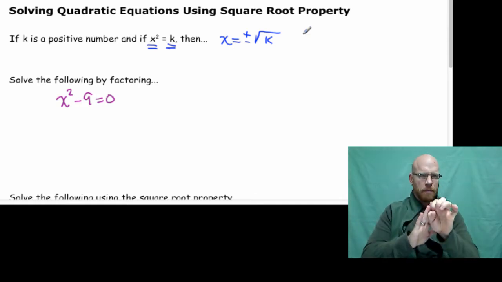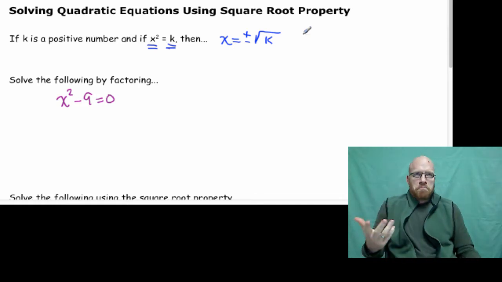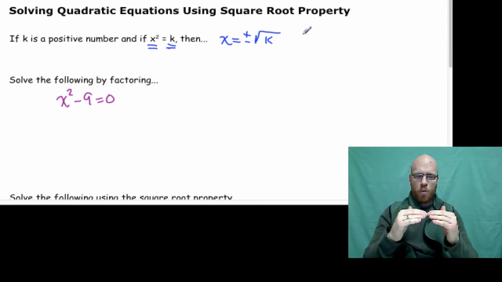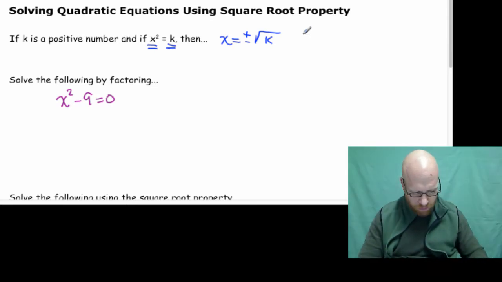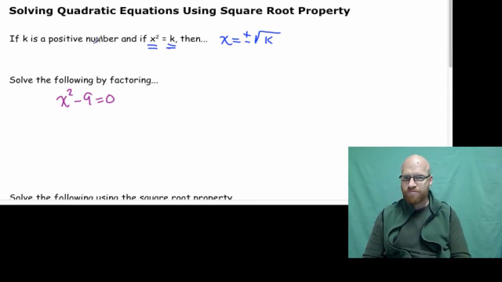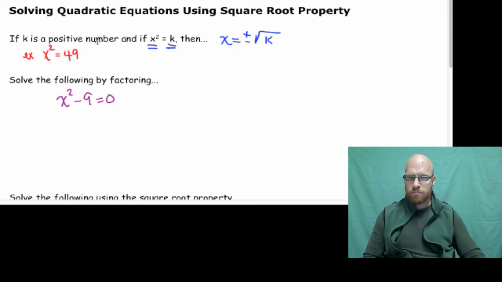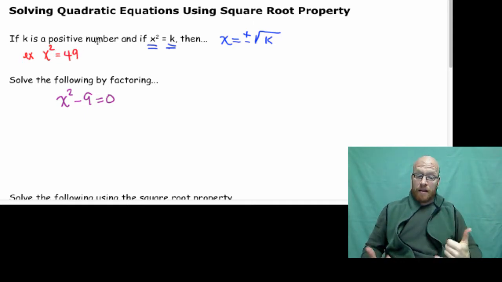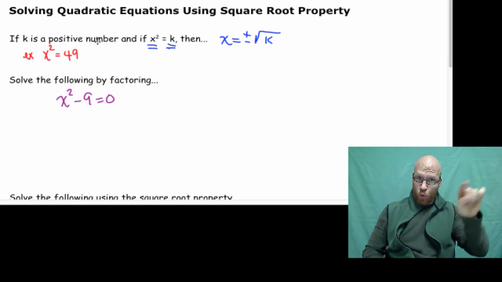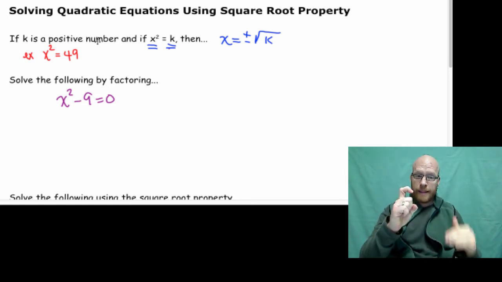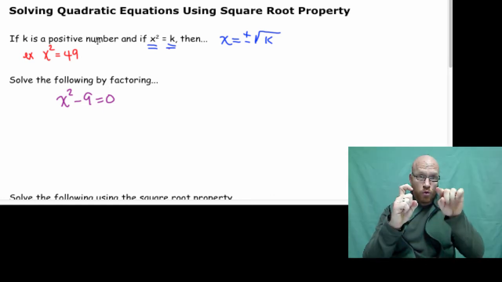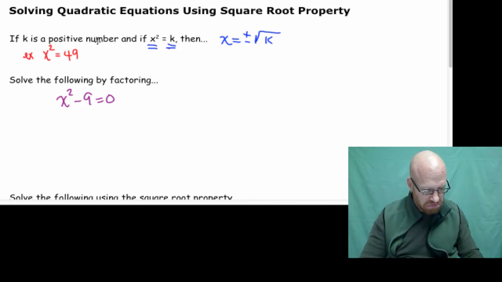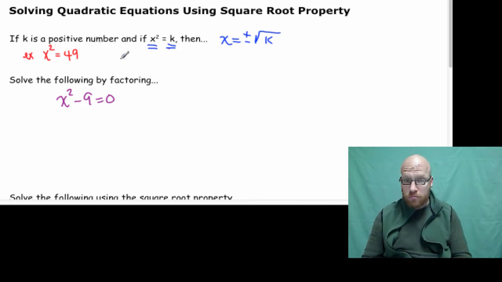This may feel strange, so let me give an example with an actual number. x squared equals 49. We'll try that one. Now, if I were to take the square root of both sides, it would be x equals the square root of 49. Let me write that.